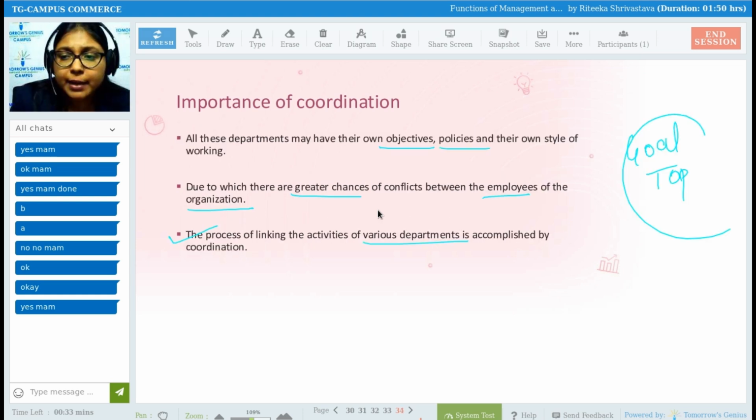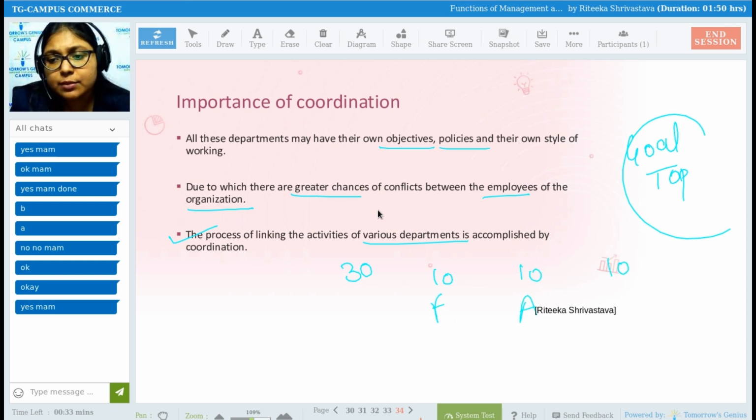Now imagine 30 people are there, 10, 10, 10. Financial department, advertisement department, sales department, with their personal objectives, with their social objectives. They are working in the organization. Every department will have its own goals, and then together the entire 30 people have one goal or one objective.